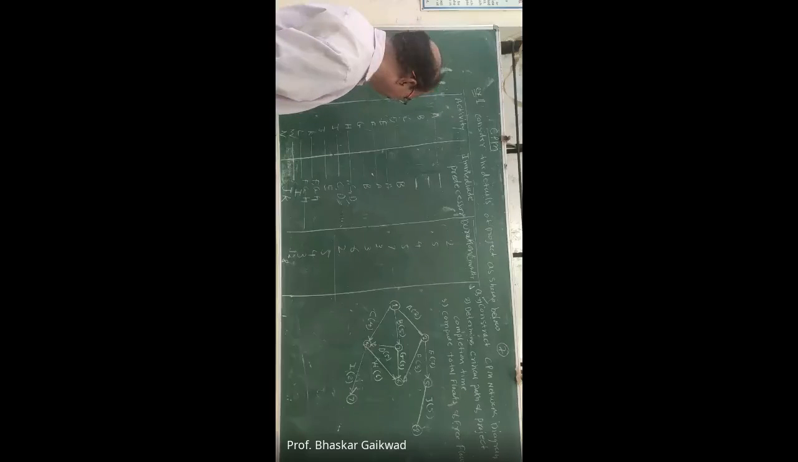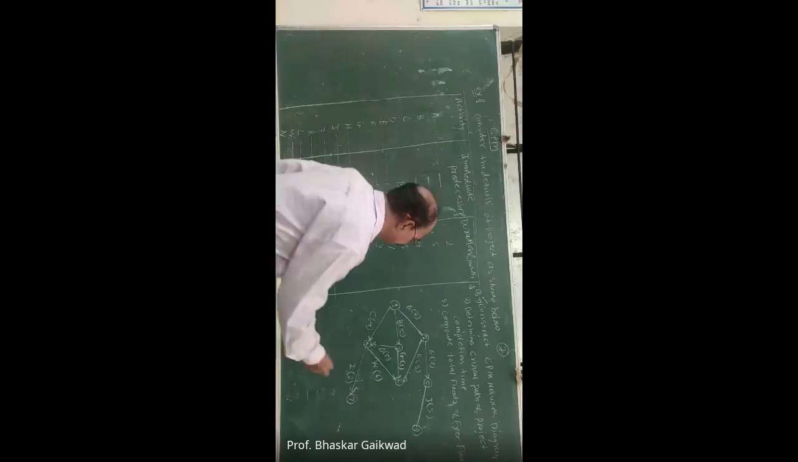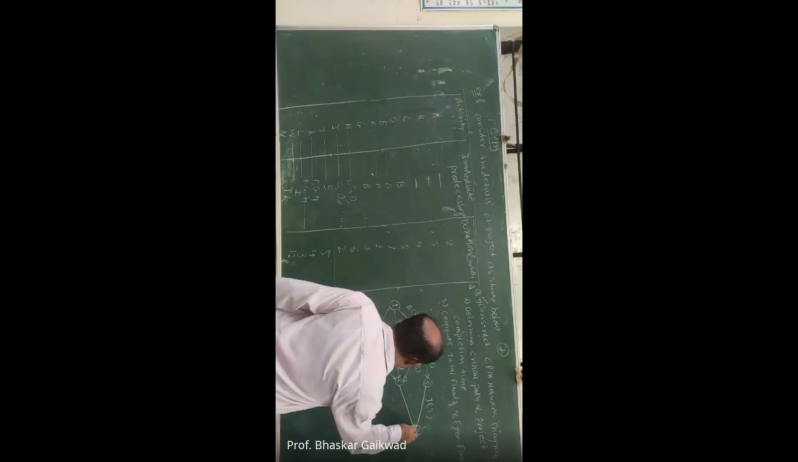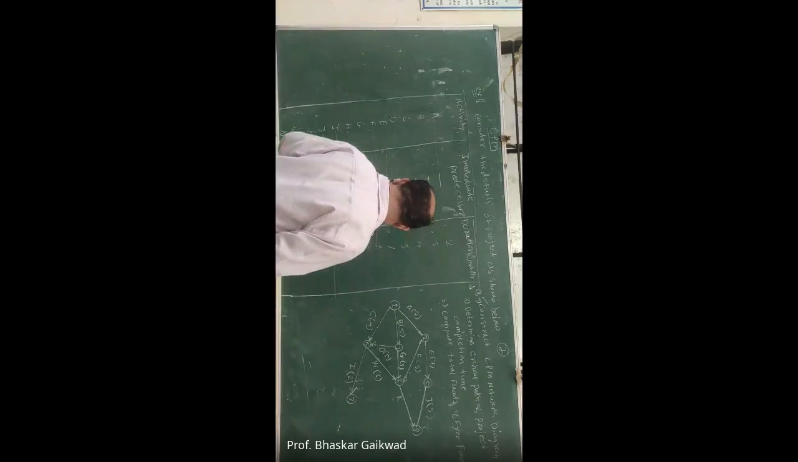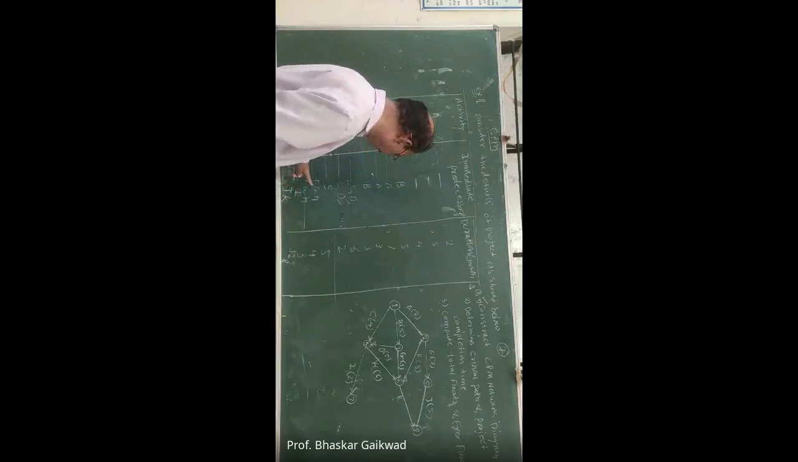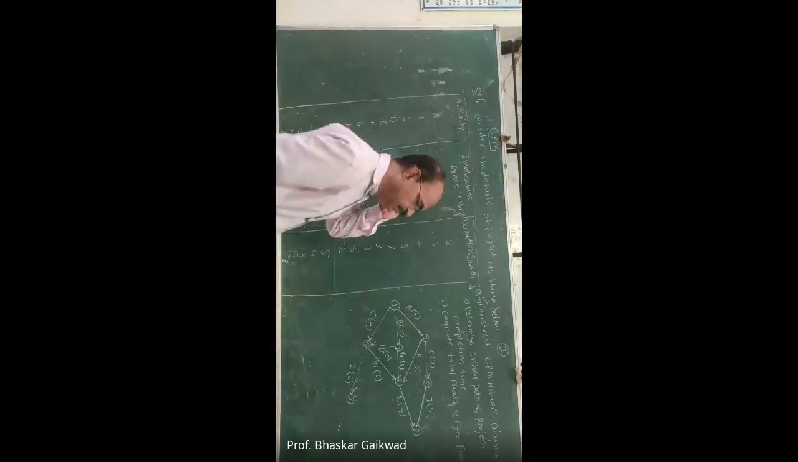After that, K. K will start from F, G, H. But K will join to Z. So K will be here. What is the duration of K? 5 or 4. 4. So here it is 8, 12. K is 4.